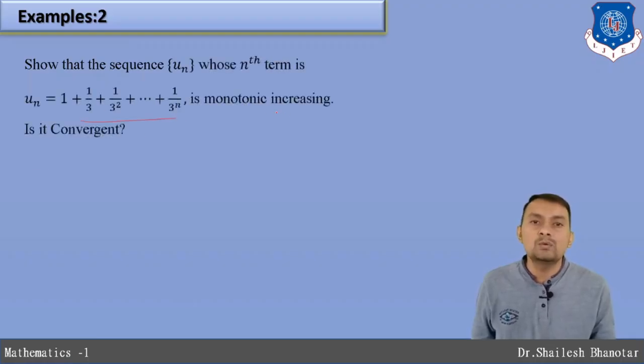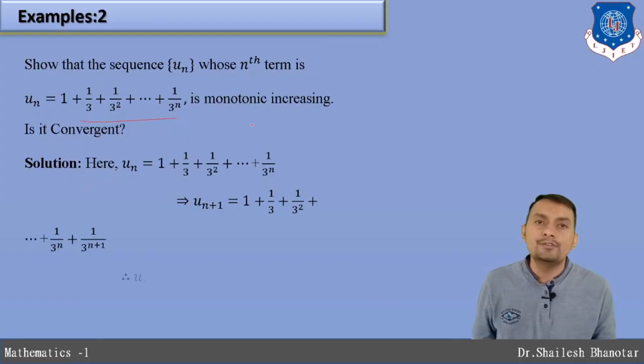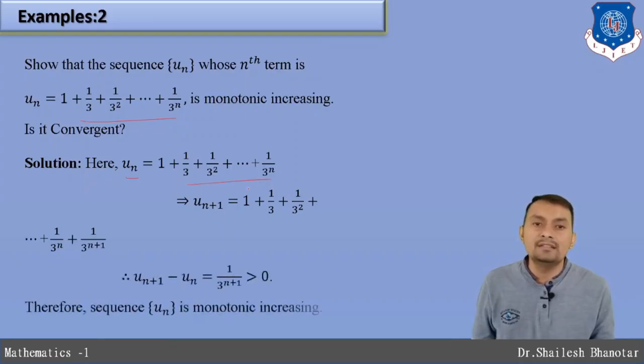Is the sequence monotonically increasing? Now we are not able to find its direct limit, but for that, just observe that un is given. From this we have determined un plus 1. But for increasing or decreasing, because we want to show that it is monotonically increasing, that means we have to consider un plus 1 minus un, and it should be greater than 0.